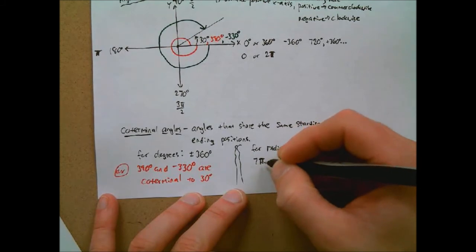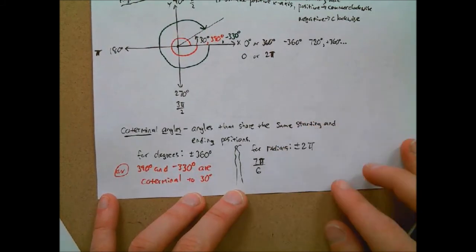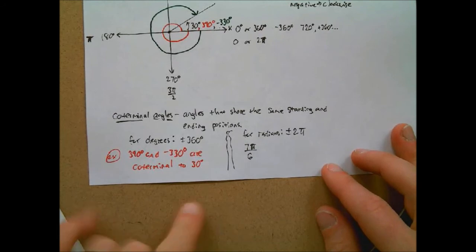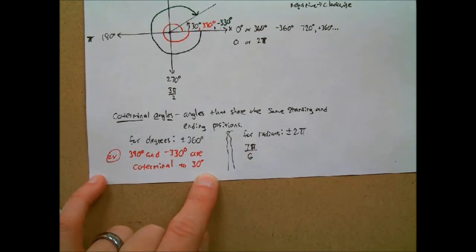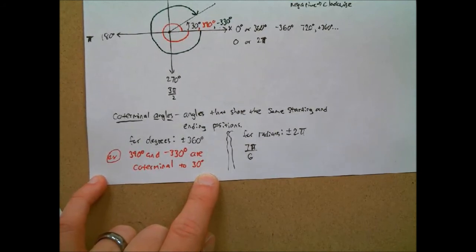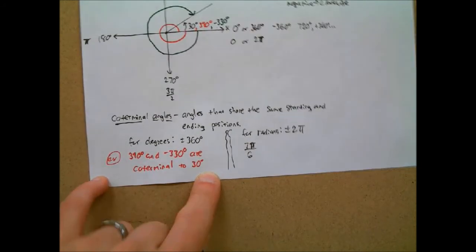Let's just say I've got like 7 pi over 6. Okay? And let's say I wanted to come up with a positive coterminal angle to 7 pi over 6. What should I do with that 7 pi over 6? Add 2 pi, right? So add 2 pi.